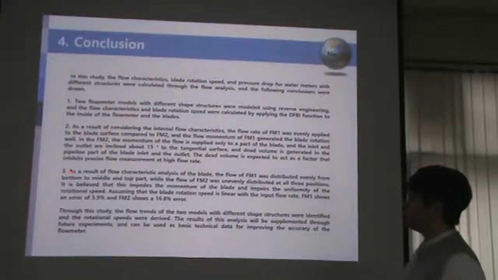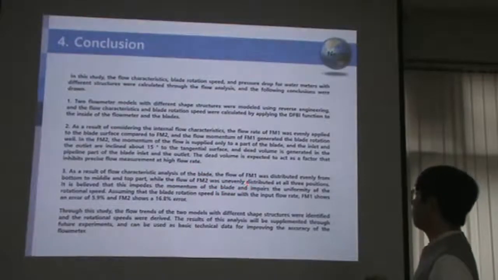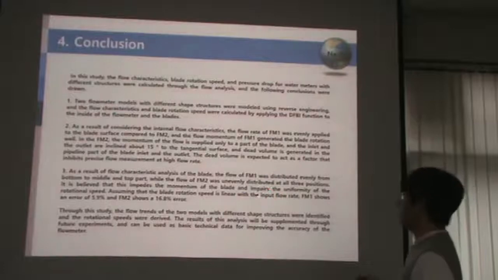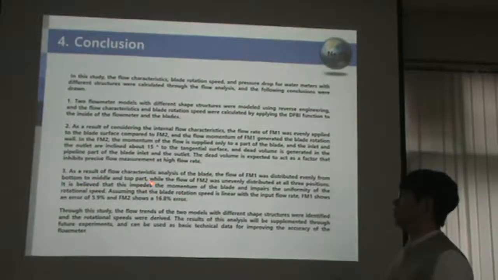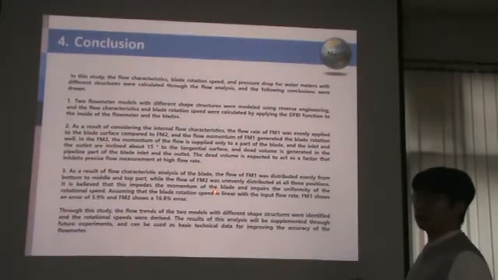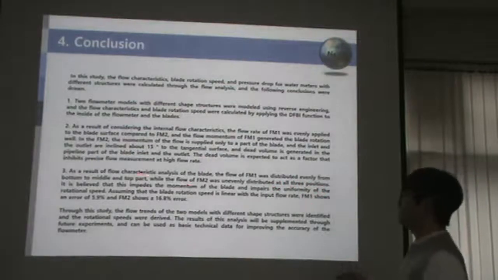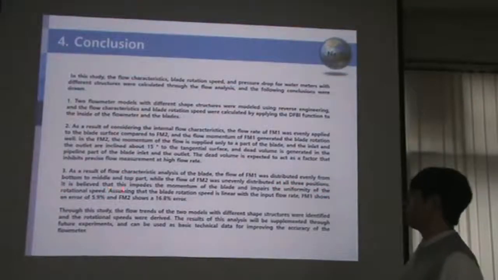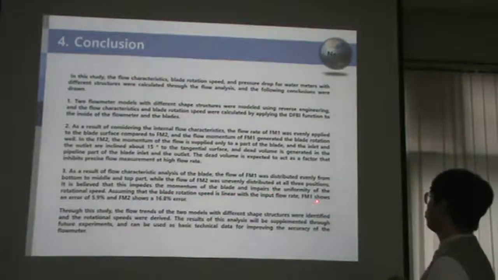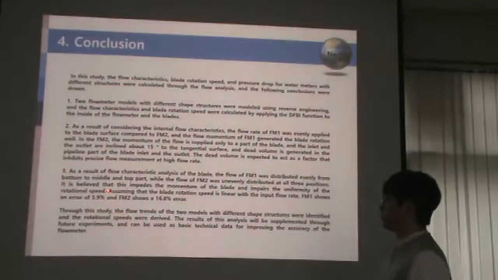Number three, as a result of flow characteristic analysis of the blade, the flow of FM1 was distributed evenly from bottom to middle and top part, while the flow of FM2 was unevenly distributed at all three positions. It is believed that this impedes the momentum of the blade and impairs the uniformity of the rotational speed.